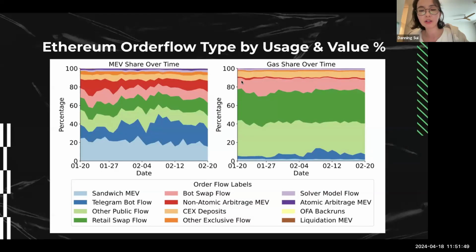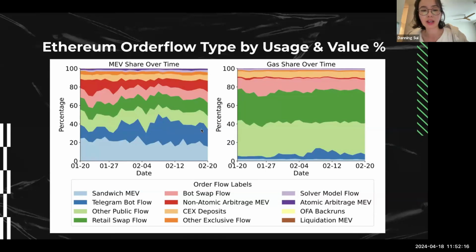But you can now look at the left side: the MEV share value doesn't look like this compared to the gas share. You could see that 80% of the transactions, including the public flow and retail swaps, only make up around 40% of total MEV value. And the highest MEV value here comes from two special types of transaction. One is sandwiching MEV, which is a subset of atomic MEV.